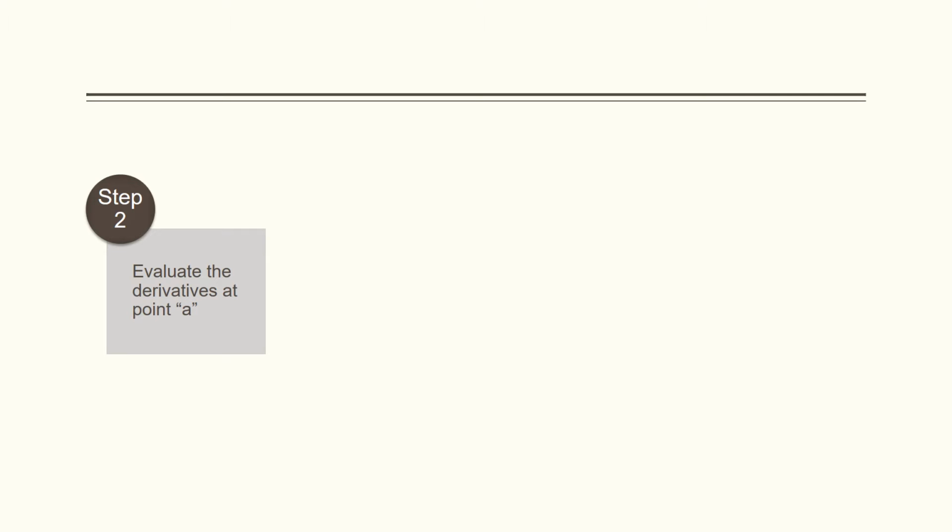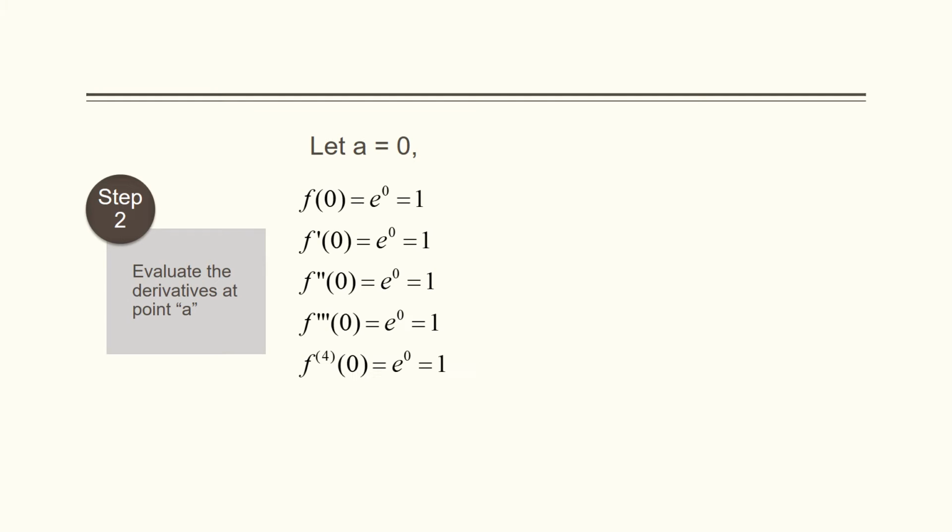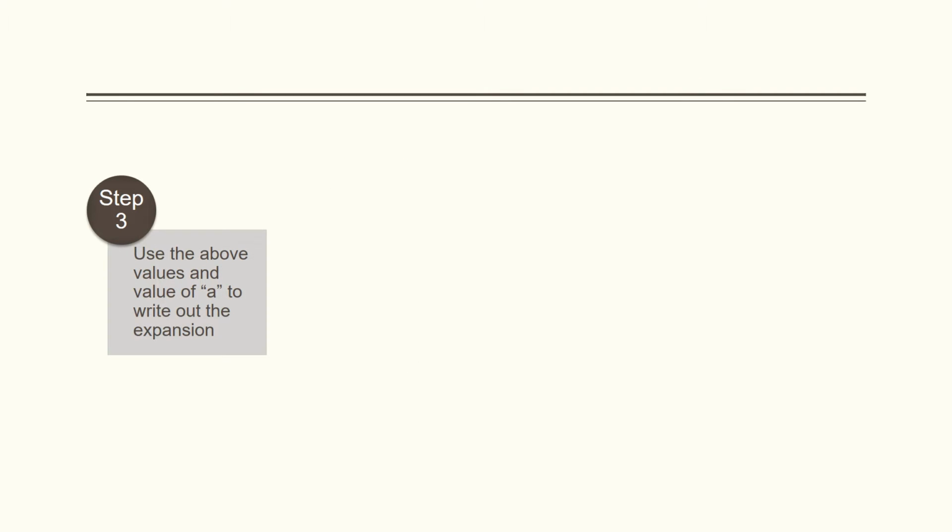So for simplicity's sake, we'll use a equal to 0. And so we evaluate all the derivatives at a equals 0, leaving you with 1 for f of 0, f prime of 0, etc. This is also actually a special case called the Maclaurin series, in which a is 0. And here we use the evaluated values of f prime of 0, f double prime of 0, etc., to write out the expansion.